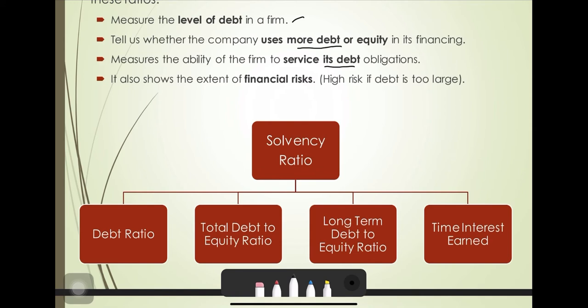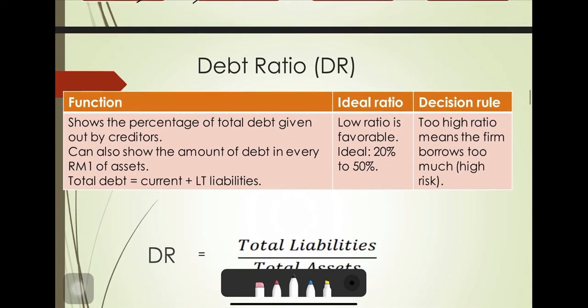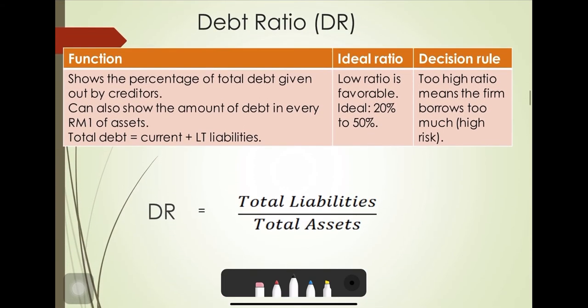We can calculate the debt ratio, total debt to equity ratio, long-term debt to equity ratio, and also the times interest earned. So the debt ratio shows the percentage of total debt given out by creditors. To calculate the debt ratio, we divide the total liabilities, meaning the current liability plus the long-term liability, or all the liabilities, by the total assets. So this is the debt ratio.